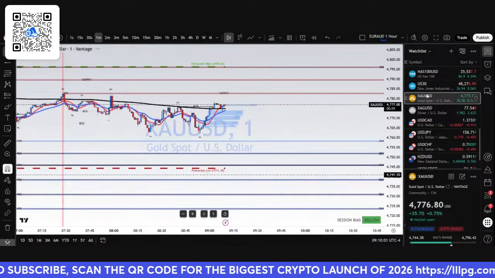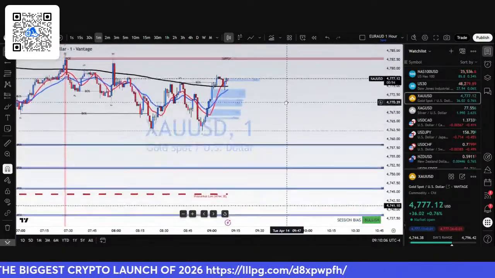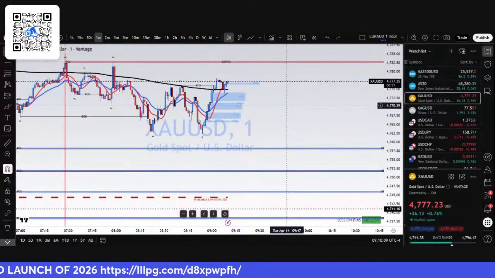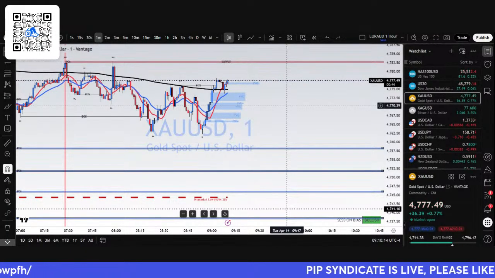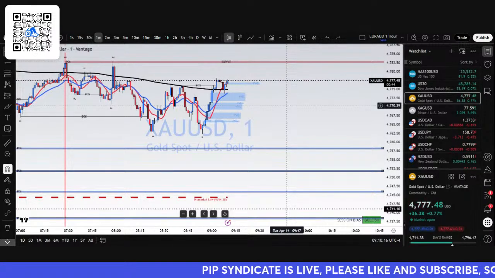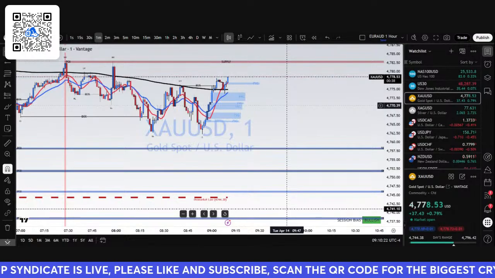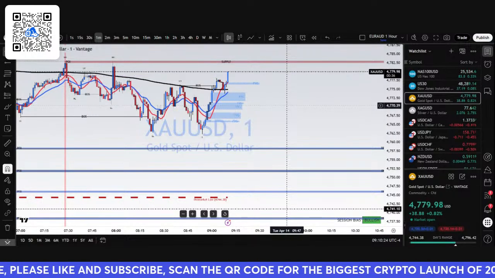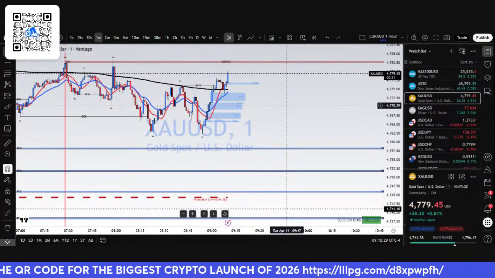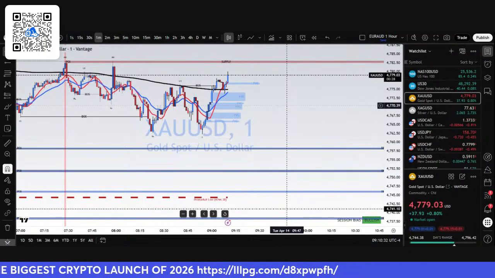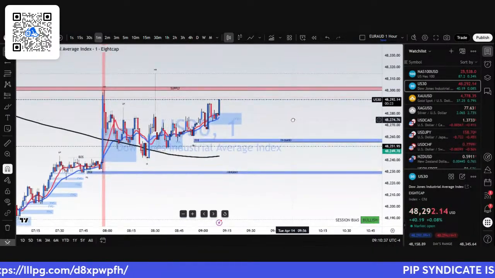But that's USD CHF, US dollar Swiss franc. Gold's going up. Same with US 30.